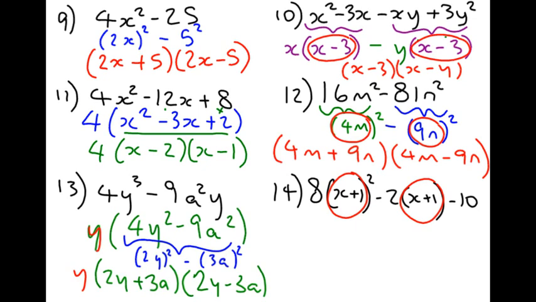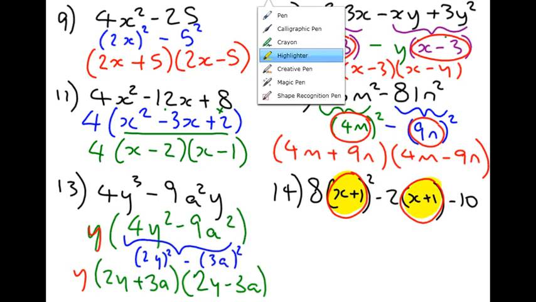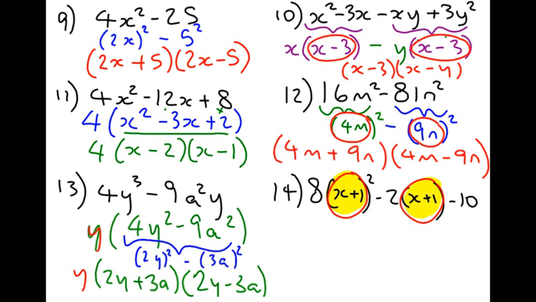Right, 14, the final question. Think of this x plus 1 as one thing on its own. Why not even think of it as an x? Okay, different x, a big capital X. Look what we've got. We've got 8 big X squared minus 2 big X, take away 10.